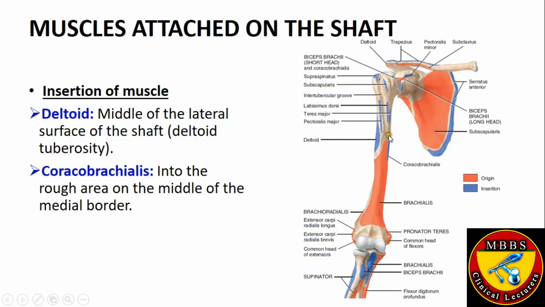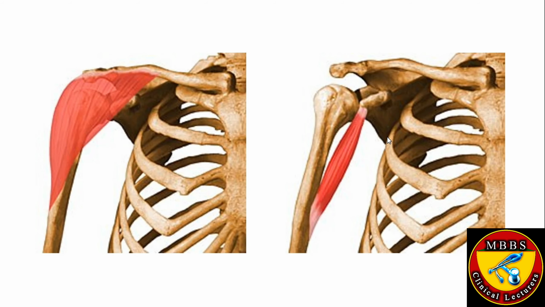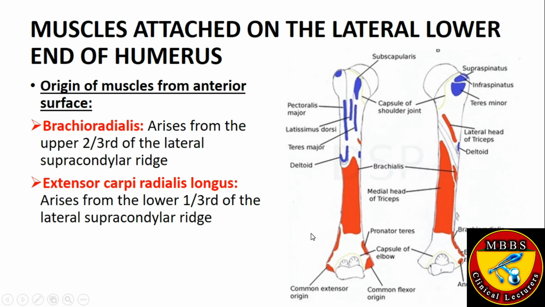The coracobrachialis is inserted into the rough area on the middle of the medial border. You can see here, this is the coracobrachialis muscle. Here you can see the deltoid muscle inserted over here, and the coracobrachialis. The brachioradialis arises from the upper two-thirds of the lateral supracondylar ridge. This is the brachioradialis that takes origin from the lateral supracondylar ridge.